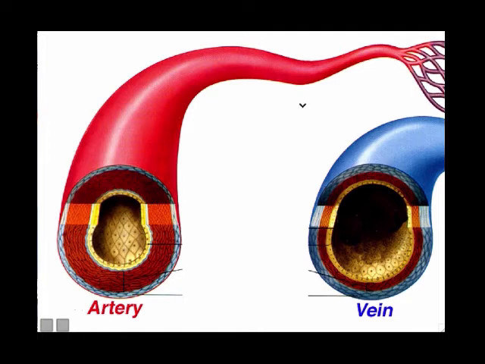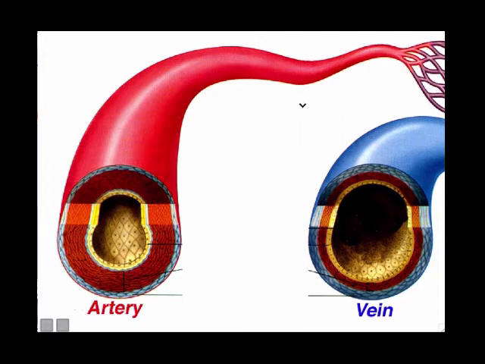Arteries and veins have similar structure in terms of what tissues make up their walls. And so I want to first go through how arteries and veins are the same as each other, and then I'll tell you a few differences between them. But overall, they're more similar to each other than they are different from each other. Okay, so here are their similarities.